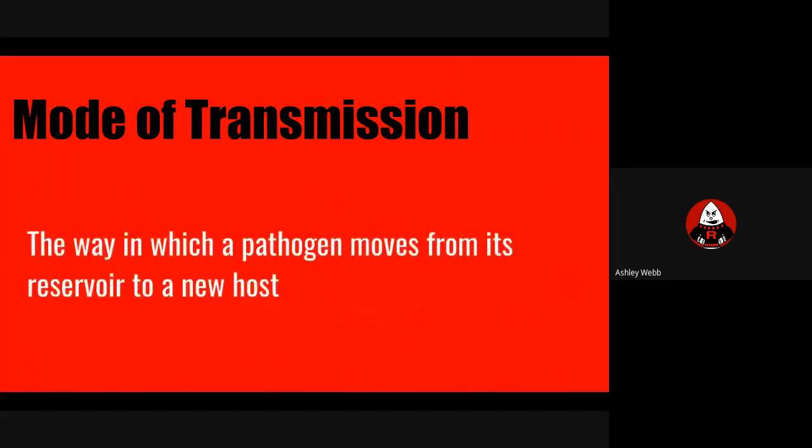Mode of transmission. This is something I've mentioned several times already, but it's just the way that a pathogen moves from its storage or its kind of place where it's stored, its reservoir, to a new host. So it's the way it moves from one person to another, or from a table or an ink pen or anything like that, from one person to another.